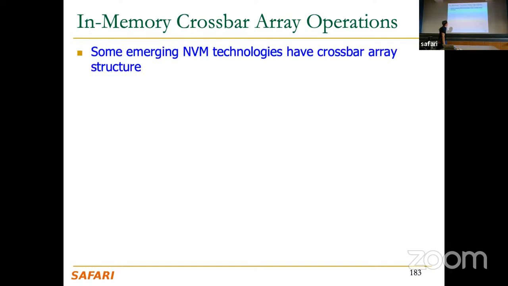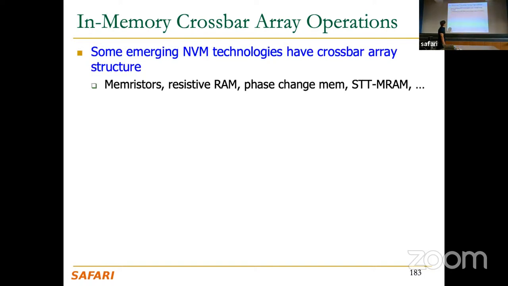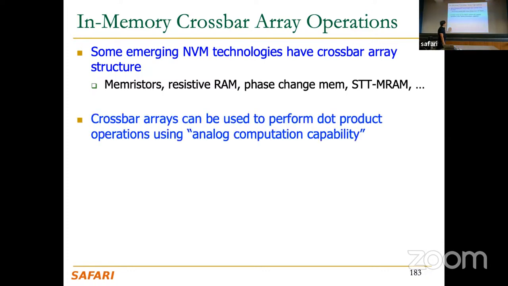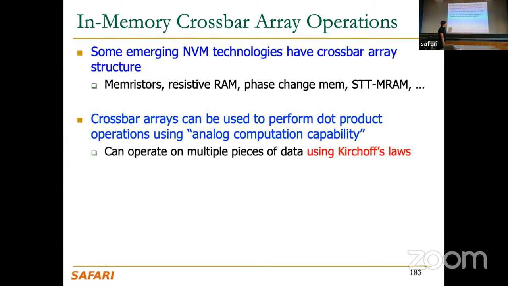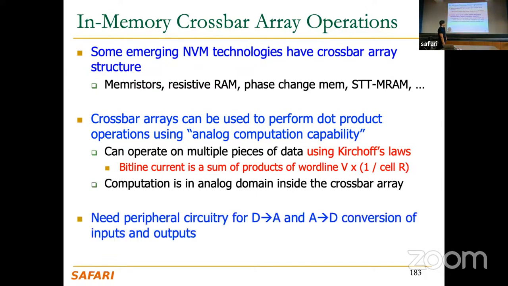Non-volatile memories can also be used these days to perform analog computation directly, and some non-volatile memory technologies, like these ones, memristors, resistive RAM, phase-change memory, STT-MRAM, can be used to build crossbar arrays. These crossbar arrays can perform dot product operations using analog computation capability. And it's also a pretty fancy idea, I would say, but also based on some simple principle, in this case, Kirchhoff's laws. You remember Kirchhoff's laws? They give you the bit line current as a sum of products that take into account the resistance of a cell and the voltage, right? So it's computation in the analog domain.